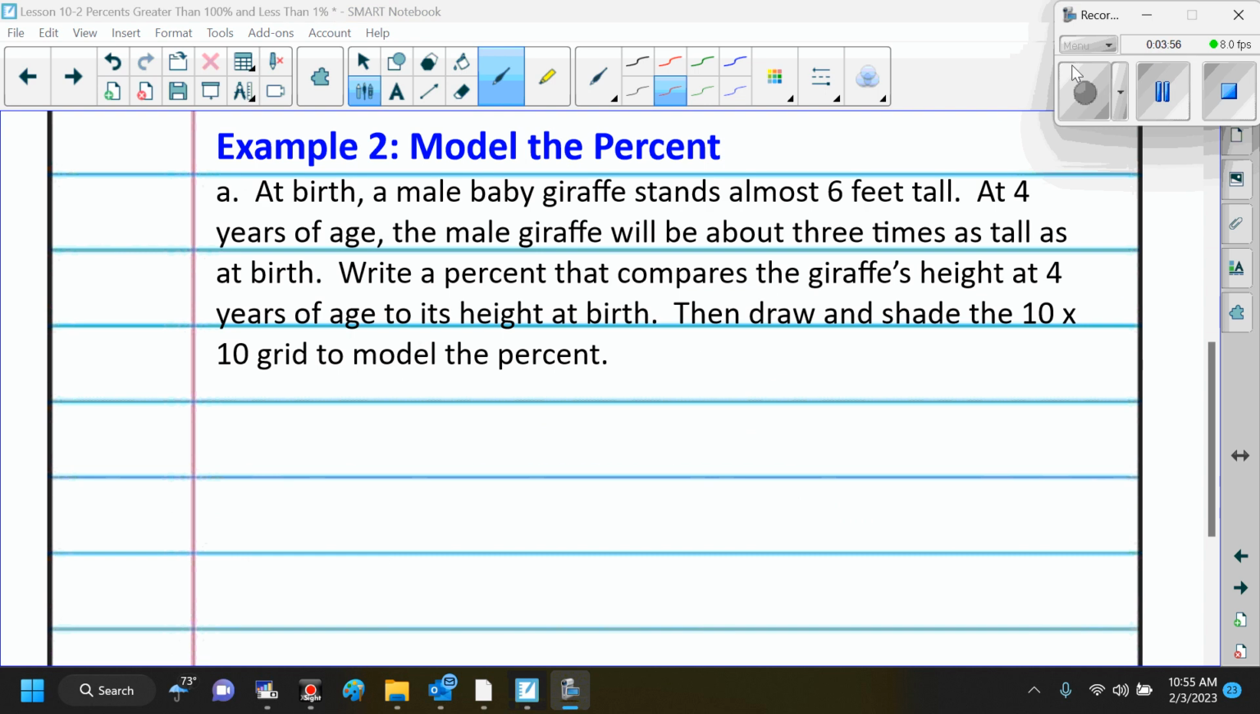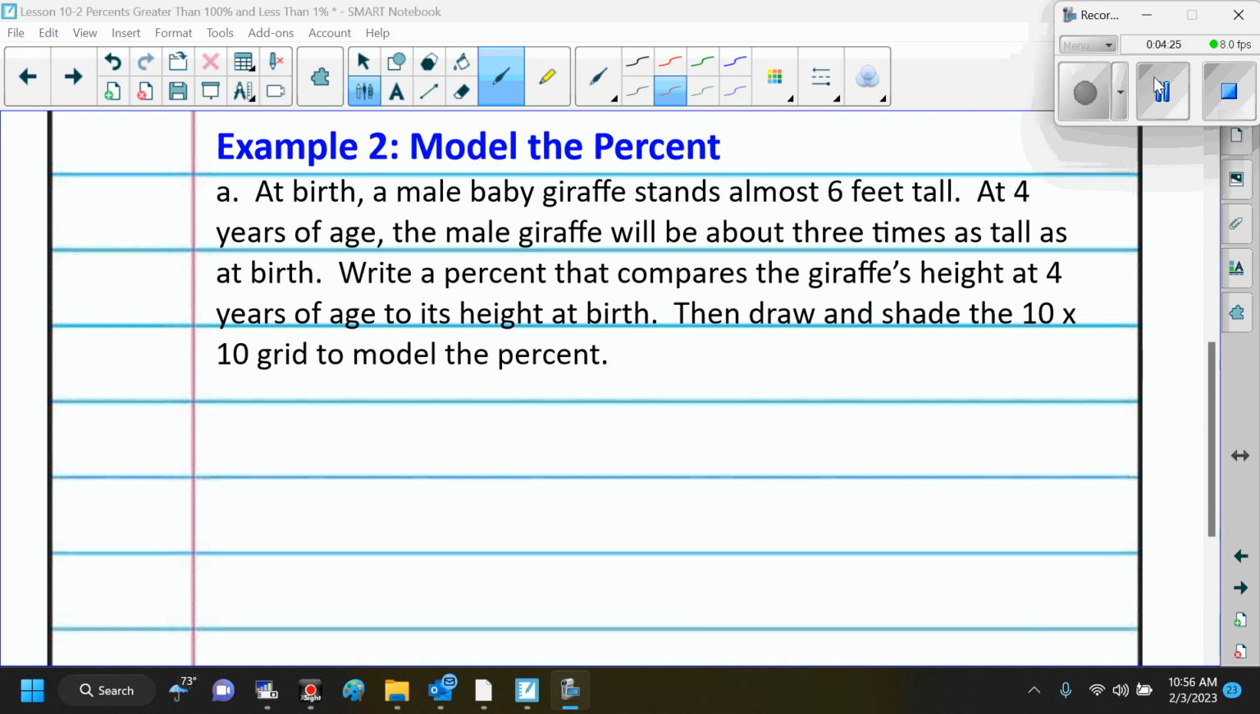Example 2, we are going to model the percent. It says, at birth, a male baby giraffe stands almost 6 feet tall. At 4 years of age, the male giraffe will be about 3 times as tall as at birth. Write a percent that compares the giraffe's height at 4 years of age to its height at birth. Then draw and shade the 10 by 10 grid model to model the percent.